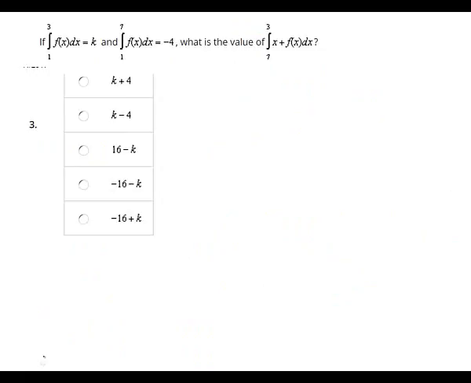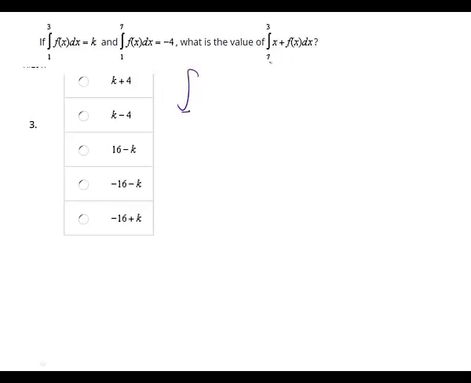All right. Let's look at this one. So if we go from 1 to 3, that equals k. If we go from 1 to 7, that equals -4. They want us to find from 3 to 7. Okay, so this thing here I'm going to split up a little bit. I'm going to split it into 2 things.